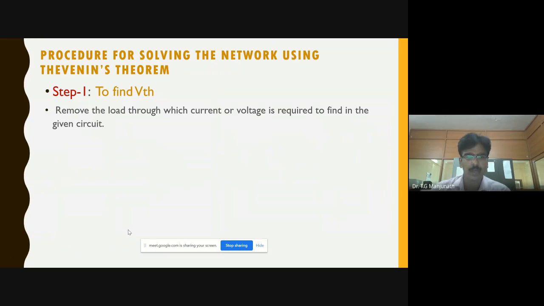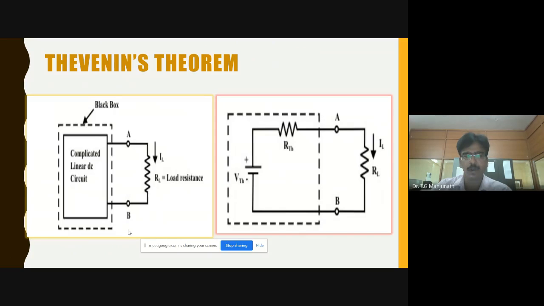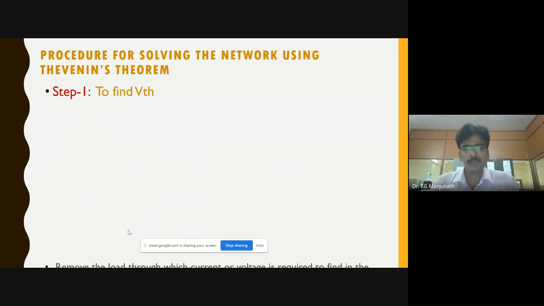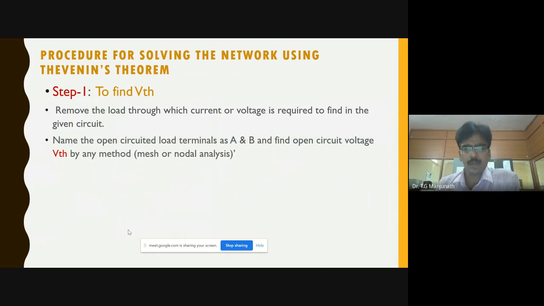To find V Thevenin, remove the load. Remove the load through which current or voltage is required to find. Your intention may be finding the current or voltage through some branch, that is considered as load resistance. Now you have to remove the load so that you create the open circuit. You can see, remove the load through which current or voltage is required to find in the given circuit. Then once you remove the load, name the load terminals as A and B. For your reference, load terminals may be named as A and B, X and Y, anything. Then find the open circuit voltage. So find the open circuit voltage.